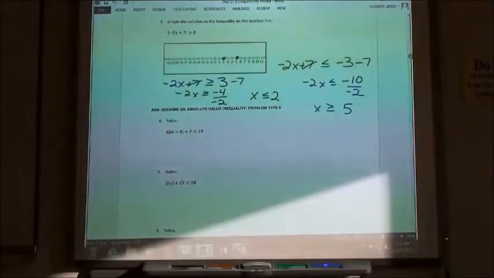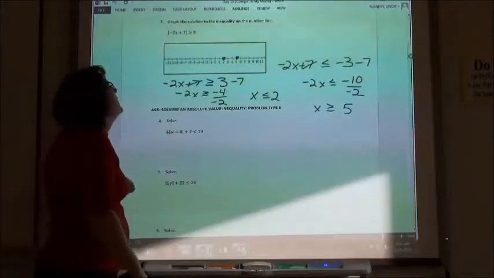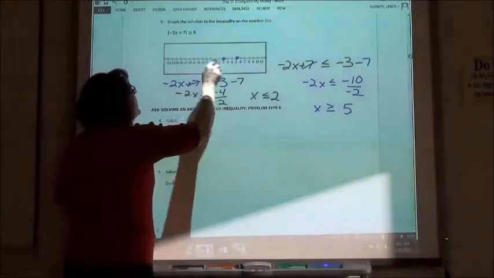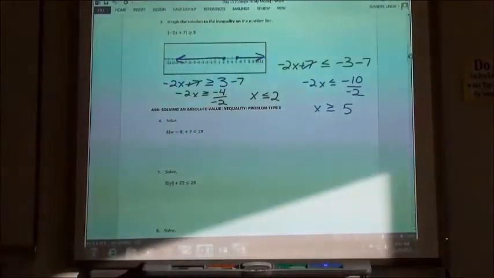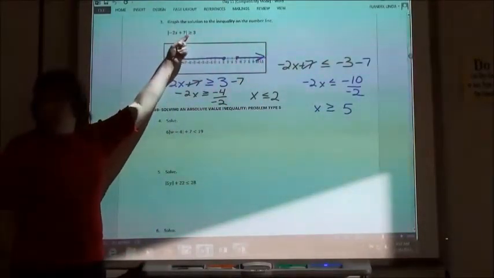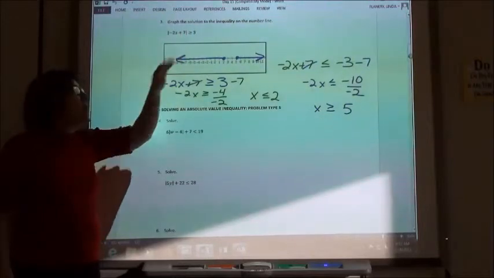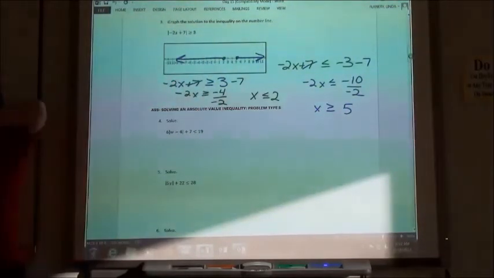So I'm going to shade less than the 2, greater than the 5. Which way should my arrows be going? The opposite direction. Less than the 2, greater than the 5. We knew that anyway because this started out as a greater than, and if it starts out as a greater than, you should end up going in the two opposite directions.